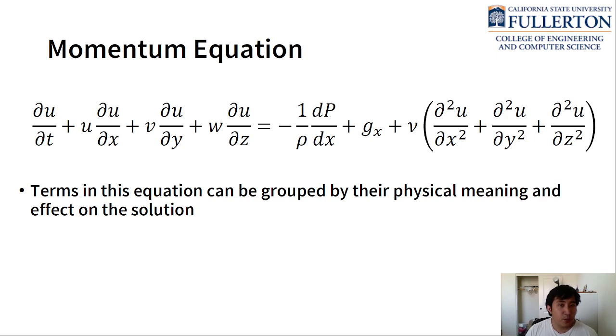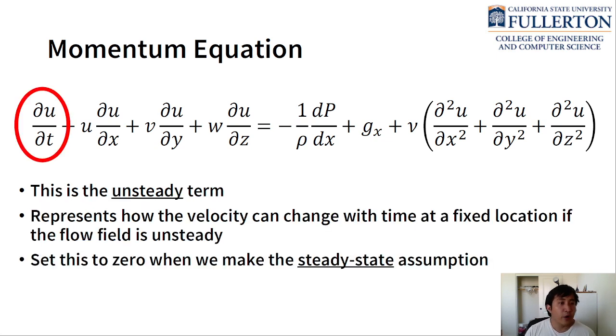Okay, so now let's talk about the momentum equation. This is the big boy of Navier-Stokes. There are a lot of terms here, but if you group them together into similar groups, it becomes a lot easier to understand what they are and how to work with it. Okay, so let's start with the simplest term. We have partial u, partial t. This is simply our unsteady term.